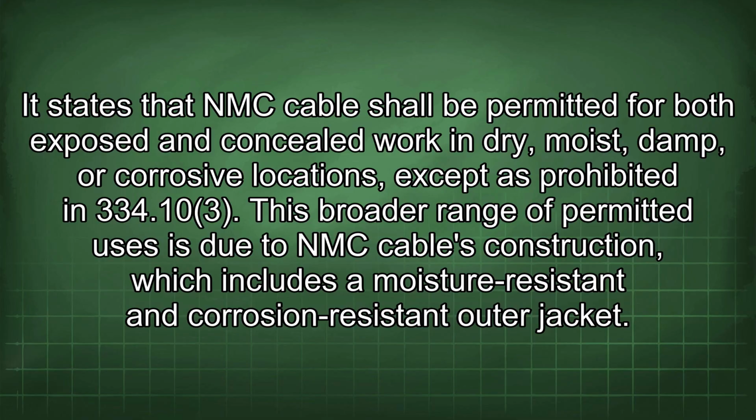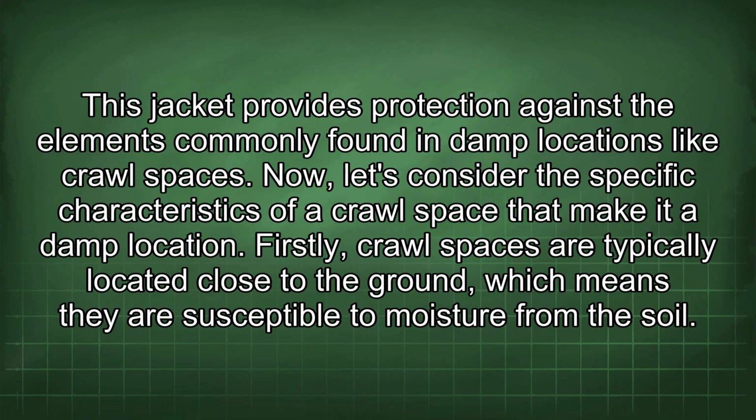334.10(3). This broader range of permitted uses is due to NMC cable's construction, which includes a moisture-resistant and corrosion-resistant outer jacket. This jacket provides protection against the elements commonly found in damp locations like crawl spaces. Now let's consider the specific characteristics of a crawl space that make it a damp location.